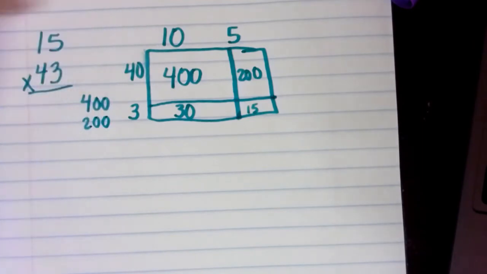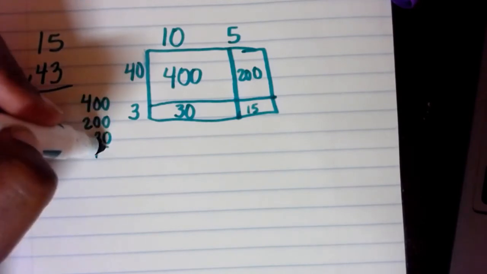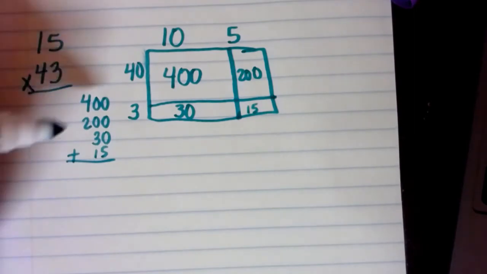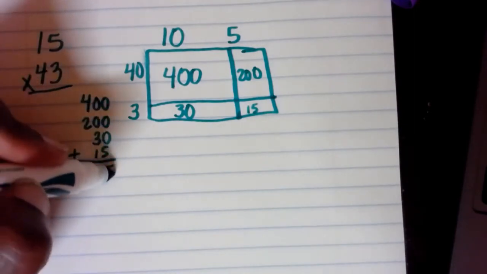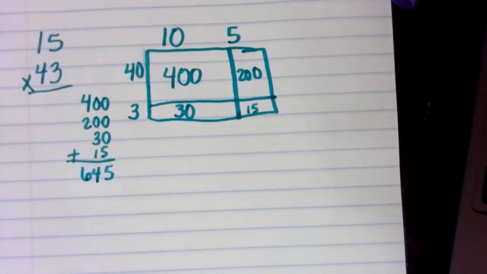Some people might like to do this in their head. 400 plus 200 is 600. You have 630, and then you have 45. But it's nice to go ahead and line it up and make sure that you have everything correct. 645. And that is another example of how to use the area model to multiply.